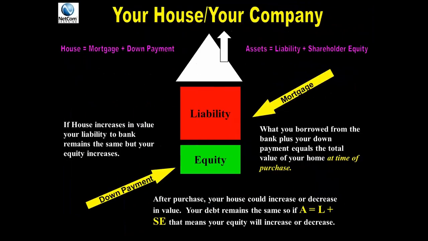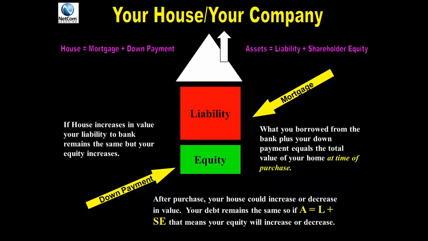Now, going back to our analogy, your house, your company. Think of the house as the mortgage plus the down payment. That would be the value of the house at the time of purchase. Conversely, assets equals liability plus shareholders' equity. The house at the time of purchase is valued at the mortgage plus the down payment. Now, if your house increases in value, your liability to the bank remains the same. The bank does not tell you that you owe more money because the value of your house went up.